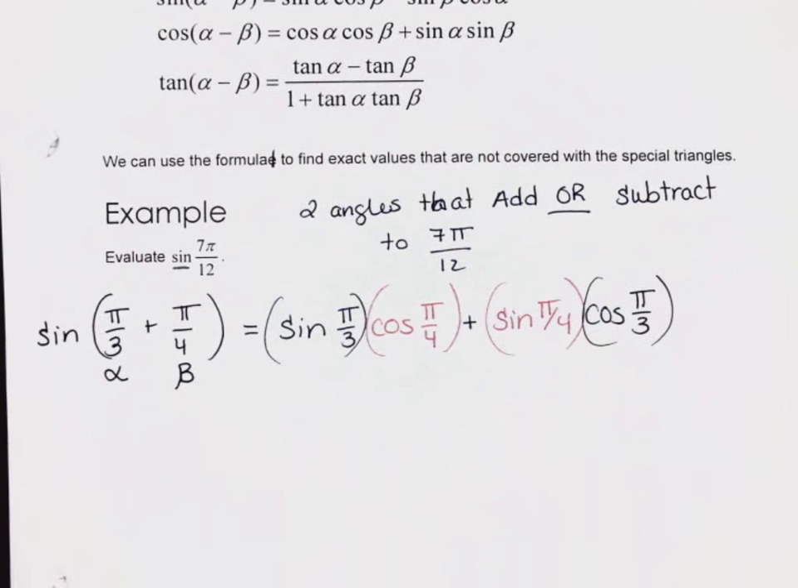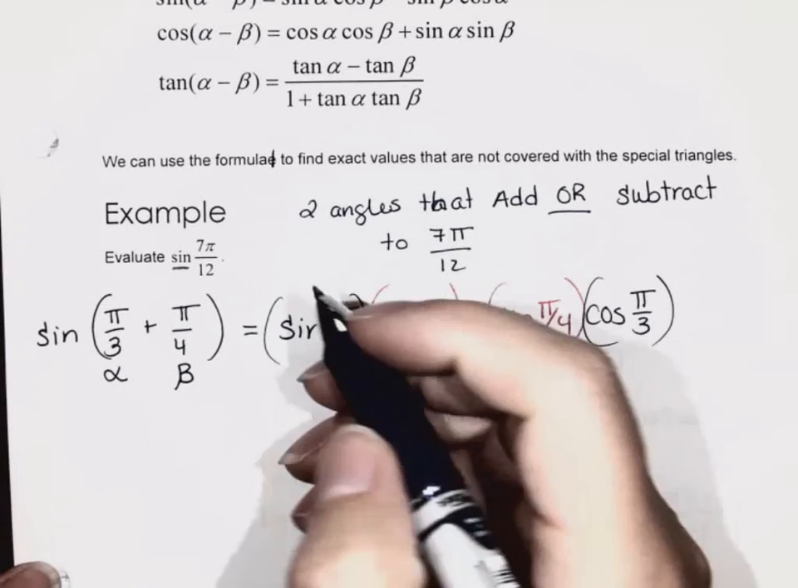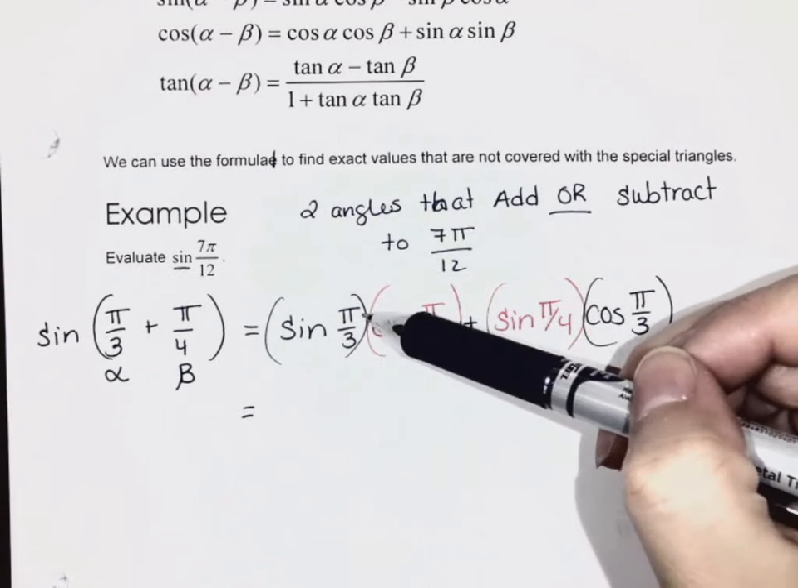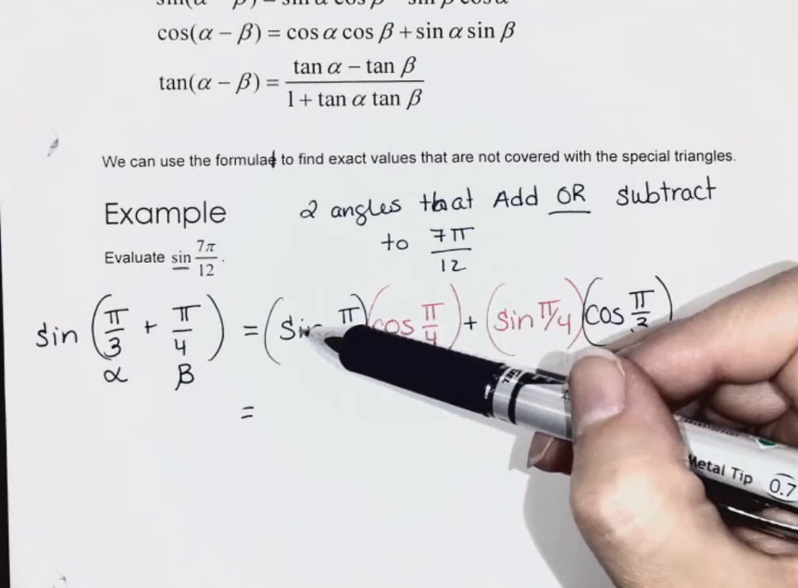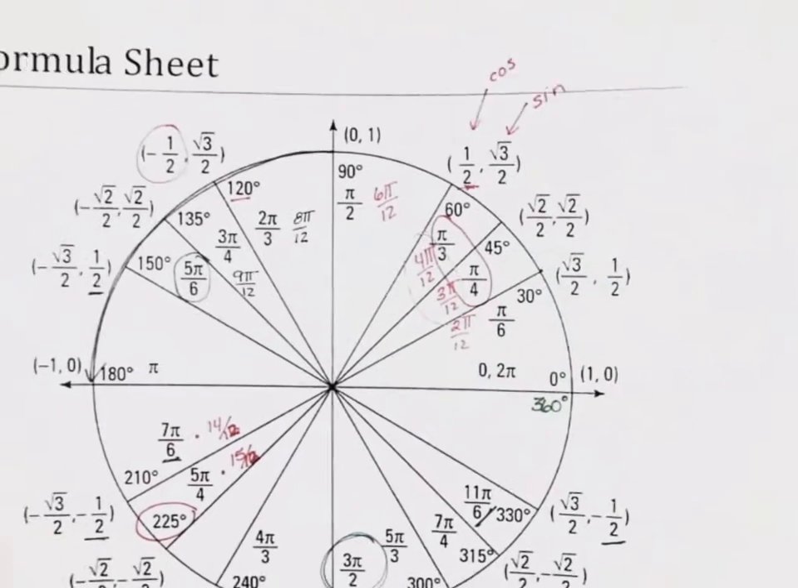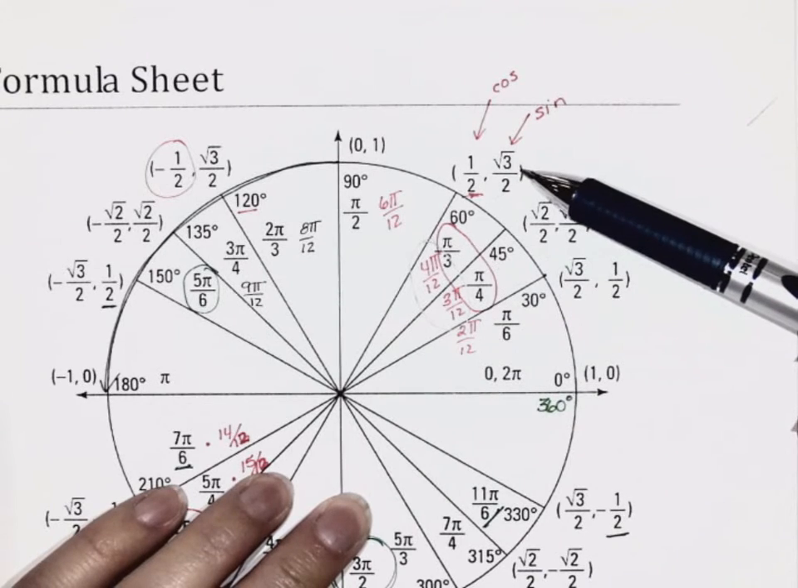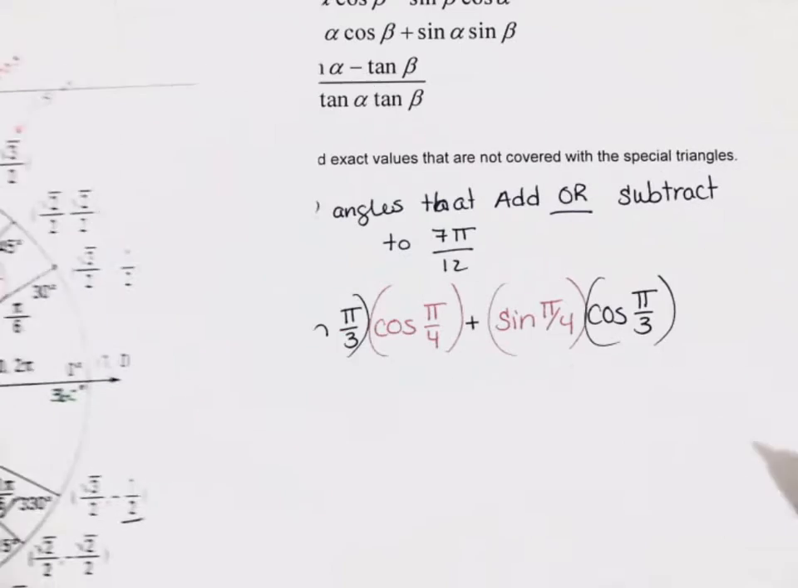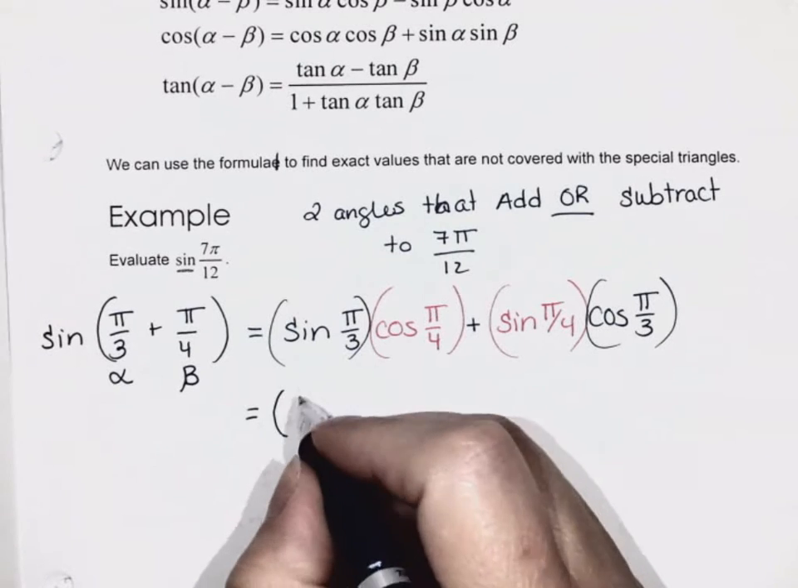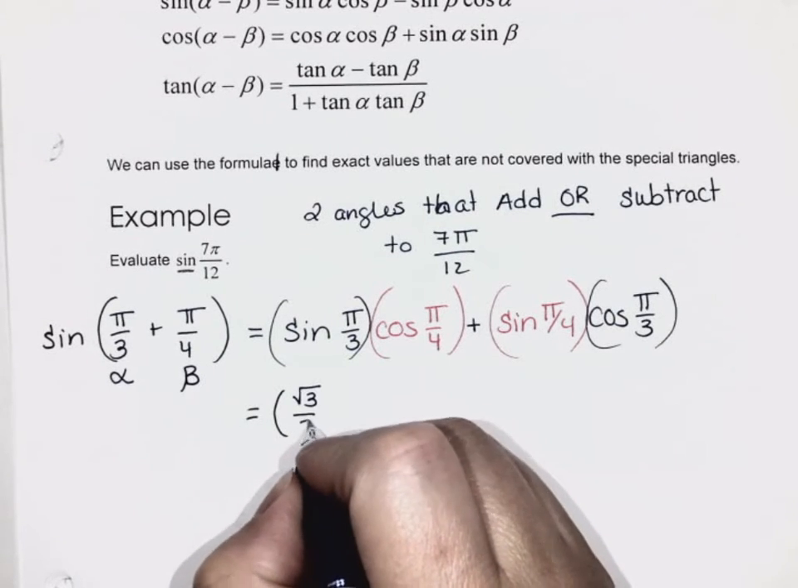I would say that this is one that students struggle with because you lose all memory of chapter 4. I don't know why it goes out the window, but it does. Pi over 3 is an angle. You have to evaluate sine of pi over 3. When we go back to our coordinate pair, pi over 3, sine is the y value. So sine of pi over 3 gets replaced with root 3 over 2.